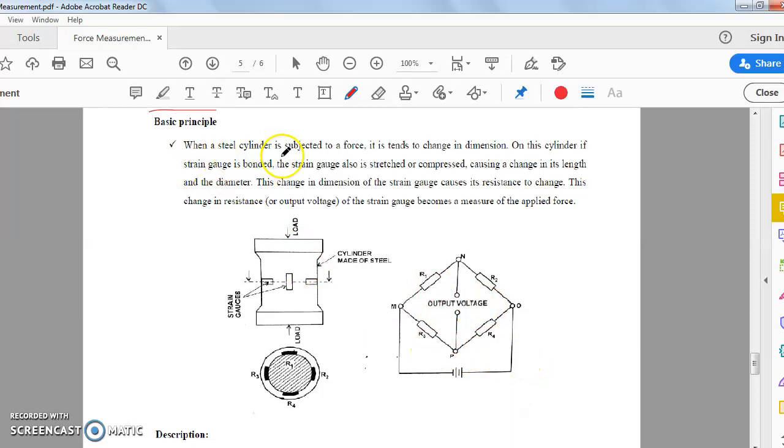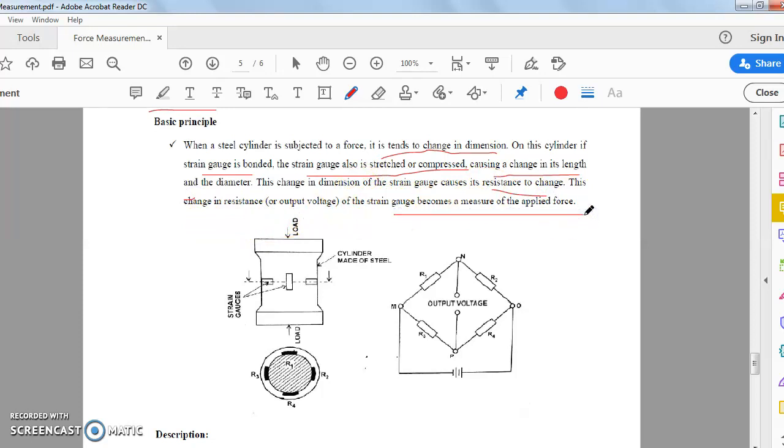So when a steel cylinder is subjected to force, it tends to change dimension. The strain gauge is bonded to the cylinder, so the strain gauge also is stretched or compressed, causing a change in the length and diameter. Thus, the change in the dimension of the strain gauge causes the resistance to change. This change in resistance of the strain gauge becomes the measure of the applied force.